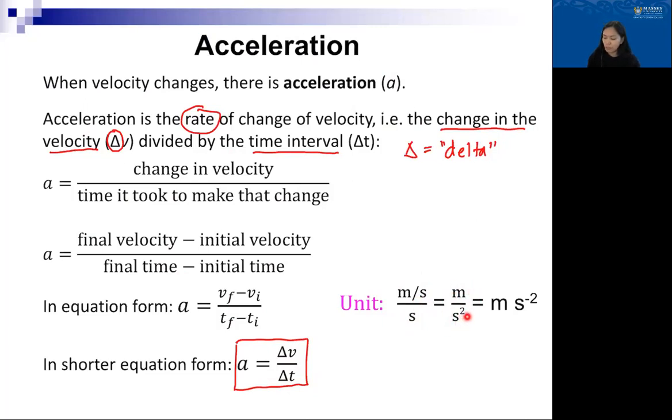An alternative way of writing meters per second squared is meters times second raised to the power of -2. So these are just alternative ways of writing them. They are equivalent, and these are common ways you encounter for writing the unit of acceleration. All right?